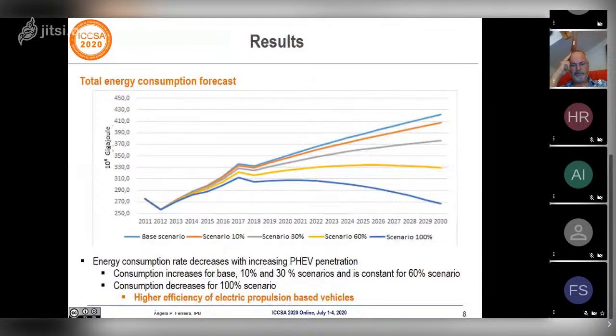The results in terms of total energy consumption forecast are given here. The energy consumption rate related to the base scenario decreases with increasing PHEV penetration, and the consumption increases for the base, 10% and 30% scenarios, is almost constant for the 60% scenario, and decreases for the 100% scenario. These results may be explained by the higher efficiency of electric propulsion-based vehicles.